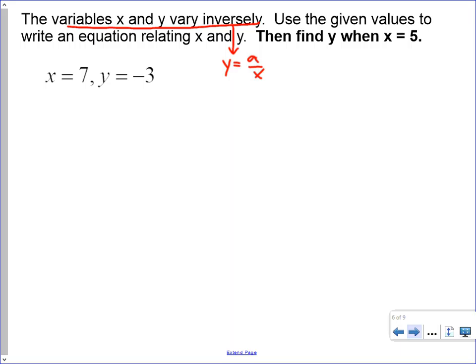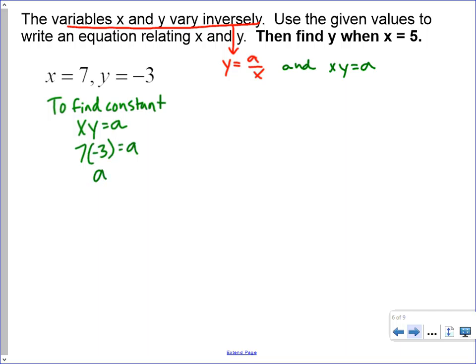Okay, if you know that it varies inversely, our final equation should look like y equals a over x. And we also know that x times y equals a, which is our constant, right? So Jackson says to find the constant, do x times y equals a. We'll do 7 times negative 3 equals a, so a equals negative 21. This is my constant of variation.